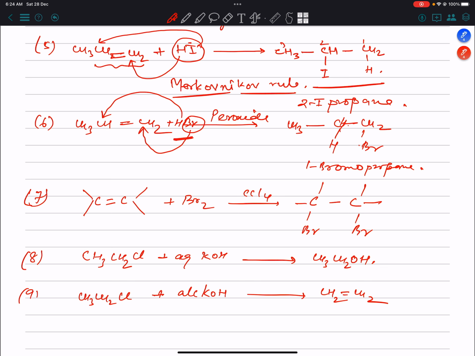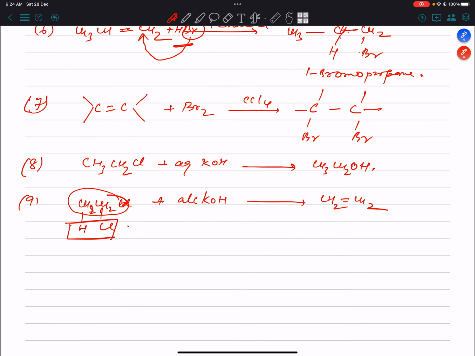You can write here like this Cl and one H here, it will be removed by alcoholic KOH and the double bond is formed between these two carbons. So you note here that if you take aqueous KOH, then substitution reaction takes place, but if you take alcoholic KOH, then the elimination reaction takes place and the product is alkene.